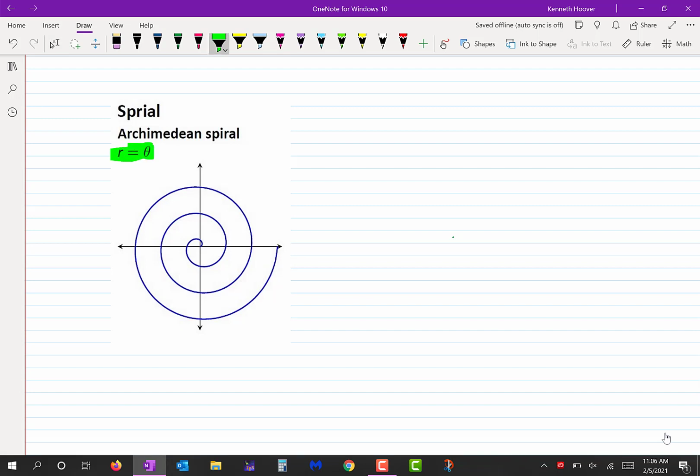r equals theta. What's that tell you? It tells you as the angle opens up more and more, the distance from the origin gets bigger and bigger. So what are you going to end up with? You're going to end up with a spiral. Okay? And you can see all these pictures in the book. They're just taken straight out of the book.